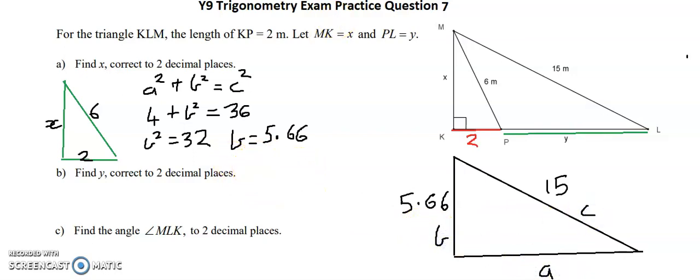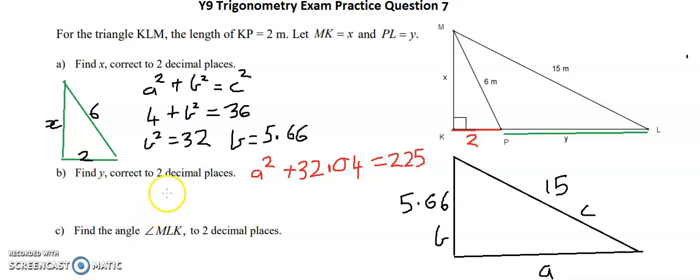So again, I'm using Pythagoras' theorem. A squared plus B, so 5.66 squared. Now we know 5.66 squared is 32.04. So we've got 32.04 is equal to c squared, and our c is 15. So 15 squared is 225.